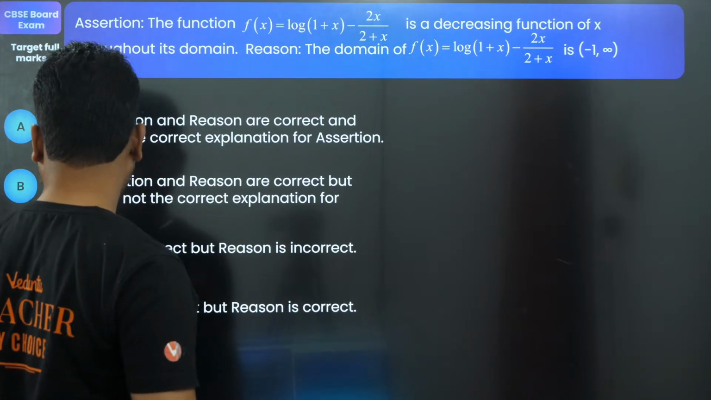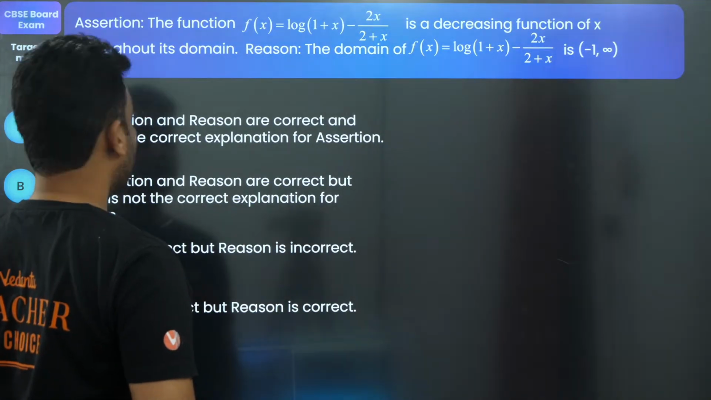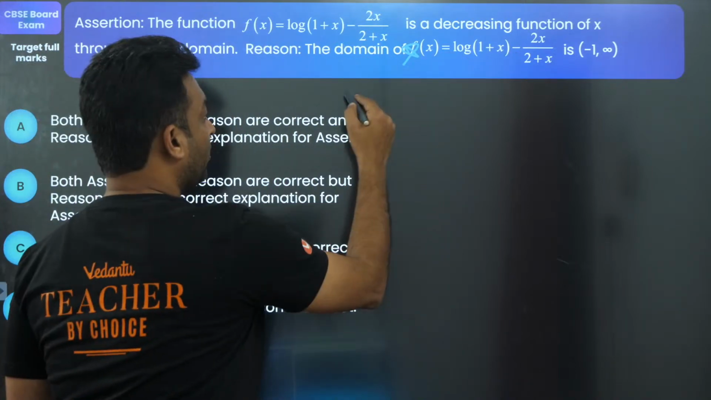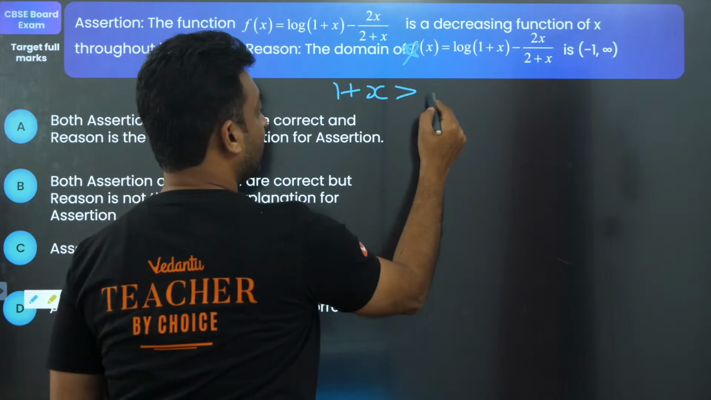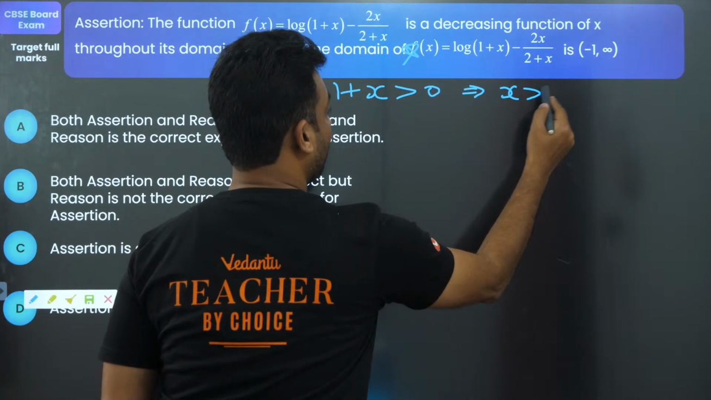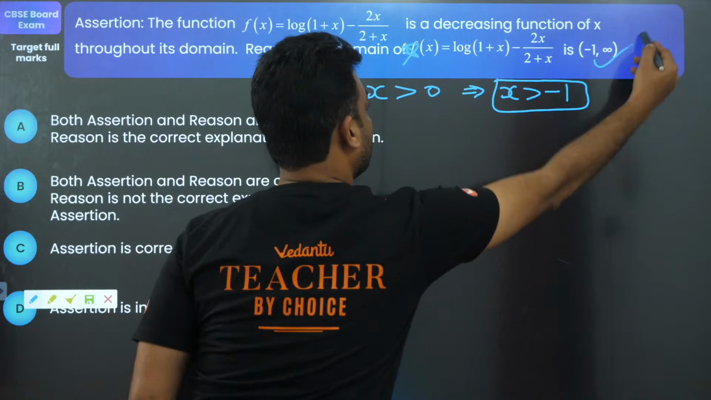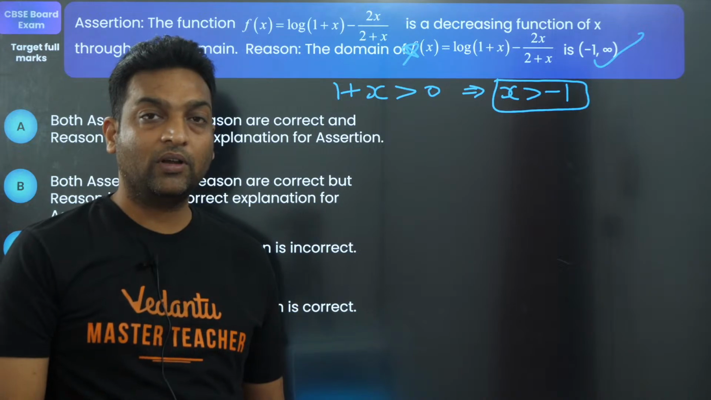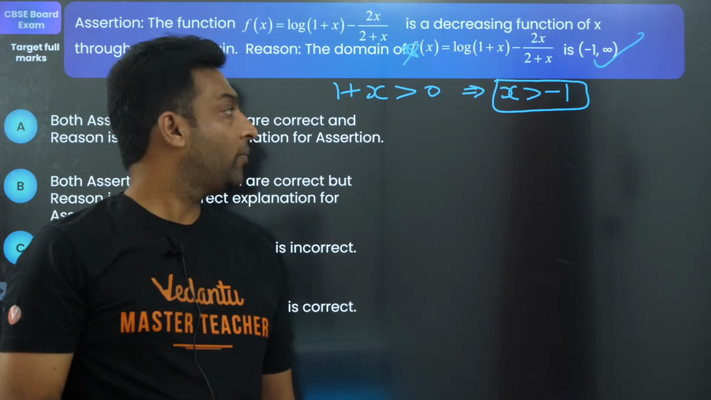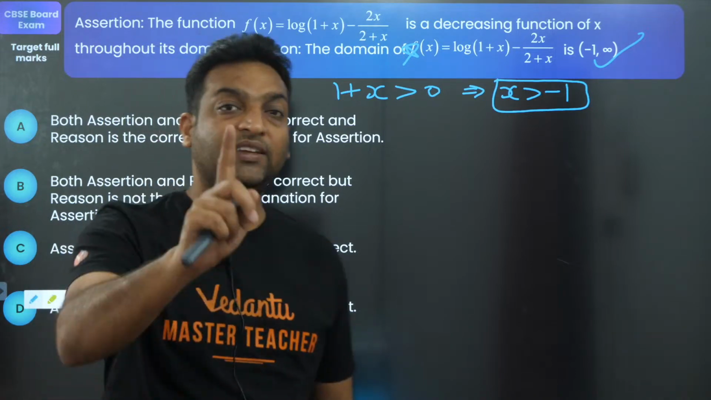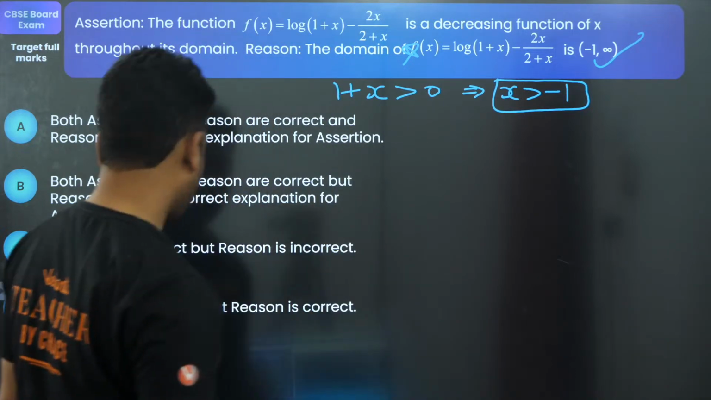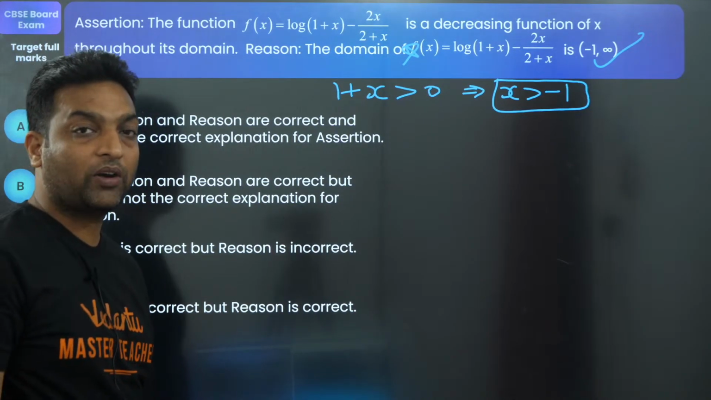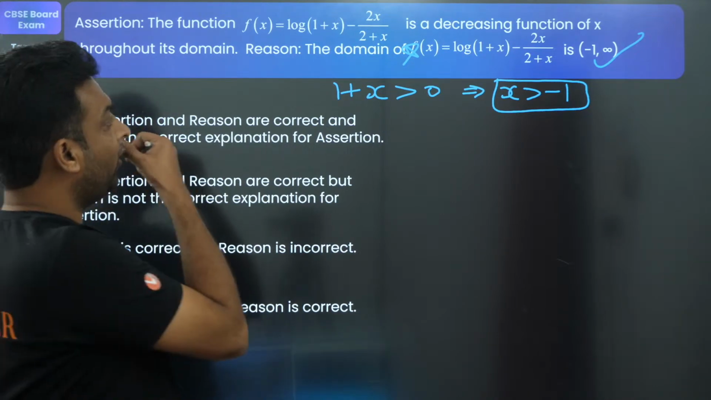So let's first check the domain only. For log of 1 plus x, 1 plus x must be greater than 0. This implies x should be greater than minus 1. So the domain of this function is x belongs to minus 1 to infinity, hence the reason is correct. So option C, which says that the reason is incorrect, is wrong. Reason is perfectly correct. Domain is minus 1 to infinity.